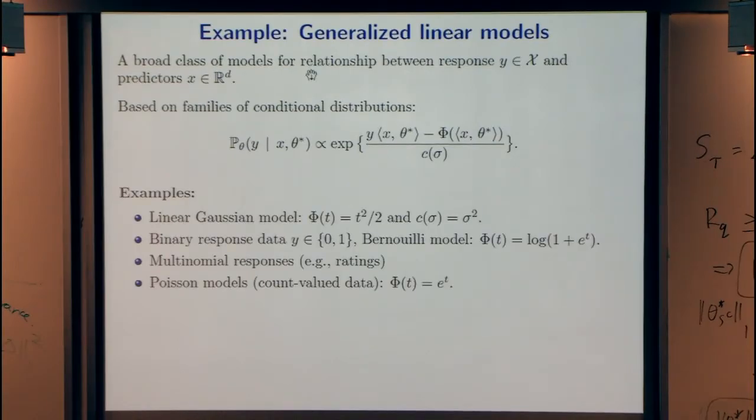Okay, so why do statisticians like this? They like it because it includes many models we already know about. If you make this function t squared over 2, you get a linear Gaussian model. If you make this function log the logistic function, you get logistic model for binary response data. If you make it e to the t, you get Poisson data. So there's many different kinds of data that we can model in this way.